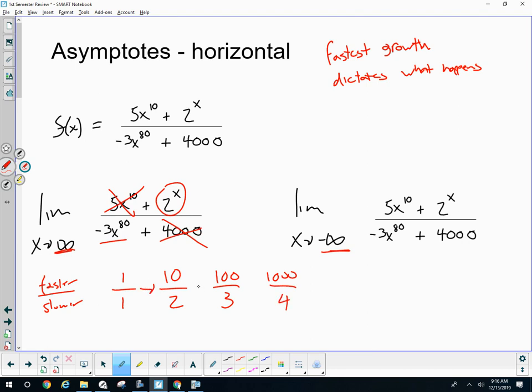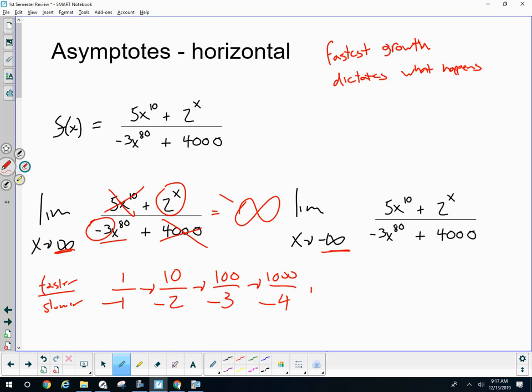What's happening to these fractions? I got 1, 5, 33, 250. These fractions are growing. We'd be approaching infinity. But be careful. See this negative 3? We actually have a negative in the denominator. Because we have a negative in the denominator, I'd actually be approaching negative infinity. So careful with signs of infinities.